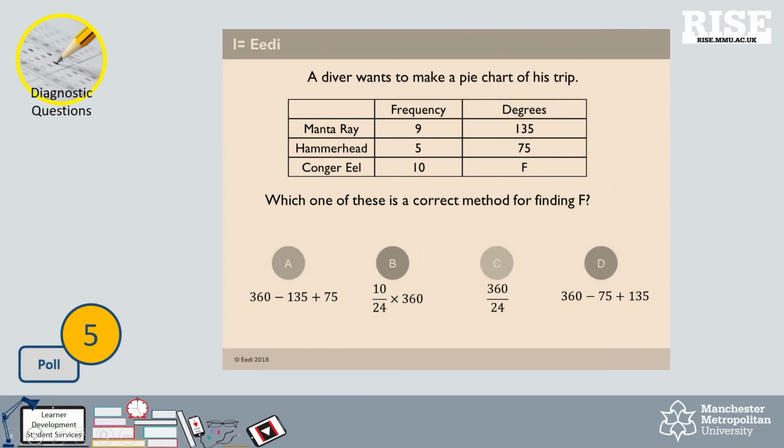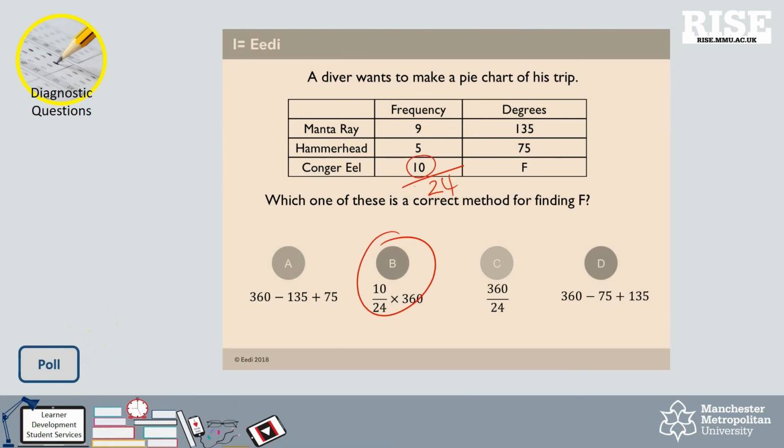A diver wants to make a pie chart of his trip. Which one of these is a correct method for finding F? That would be the degrees for conger eel. Firstly, let's find the total frequency. 9 add 5 add 10 is 24. Conger eels are 10 of those 24. So it would be 10 divided by 24 and times by 360. That would be the method B.